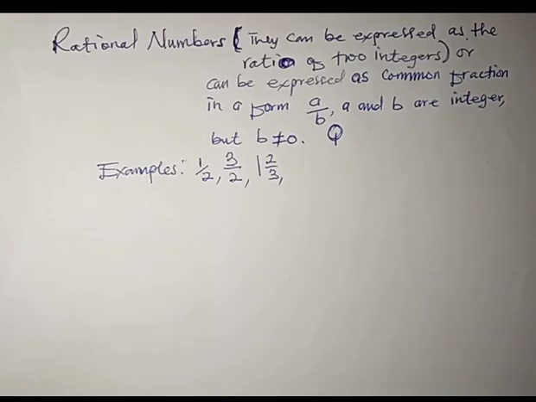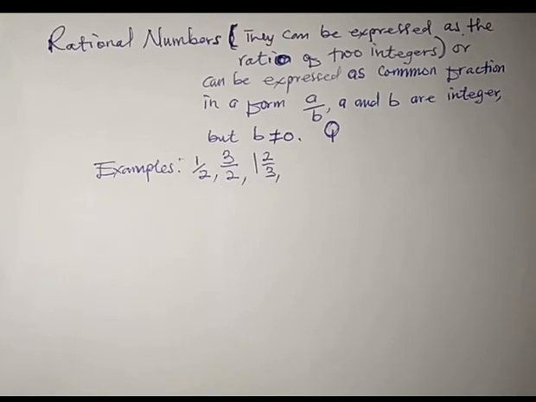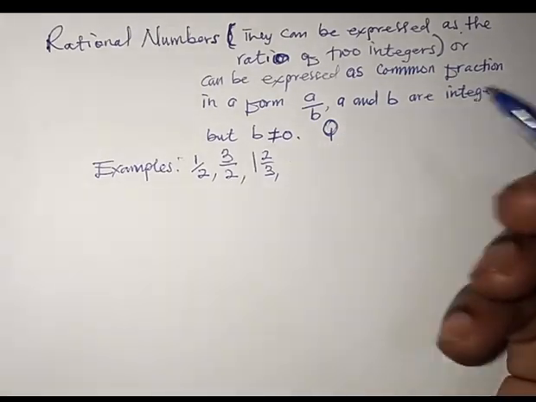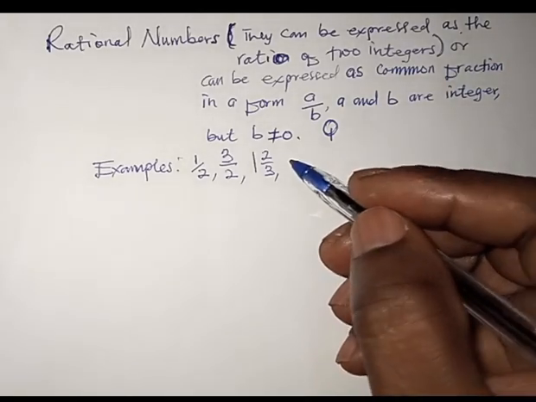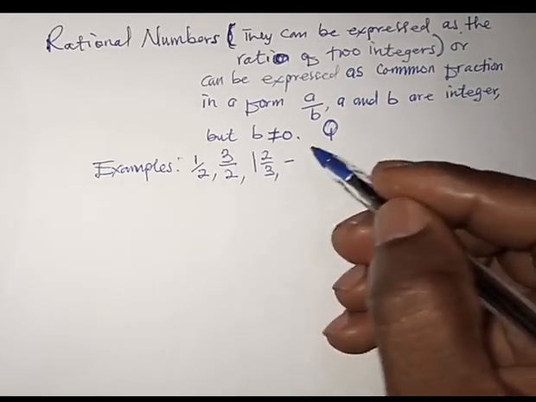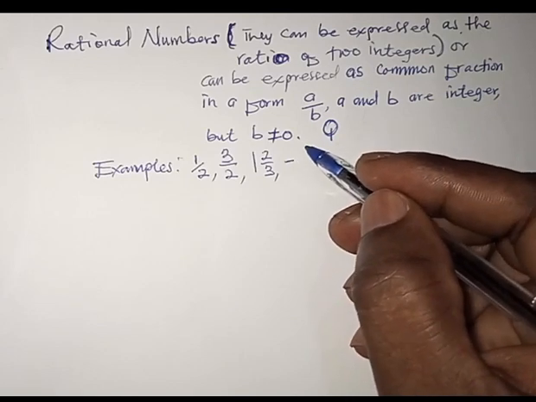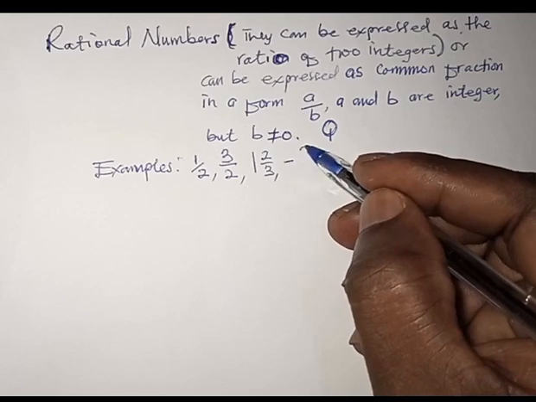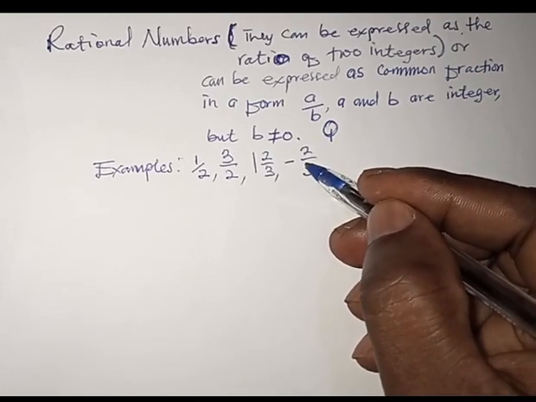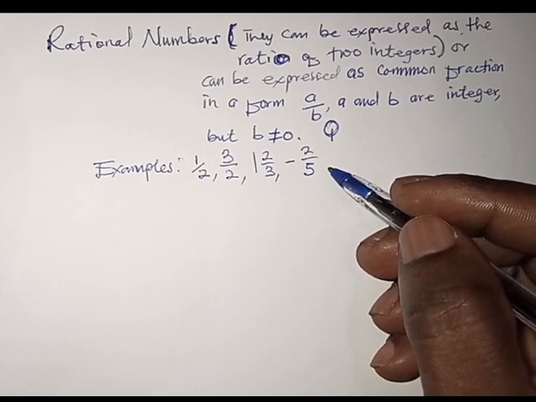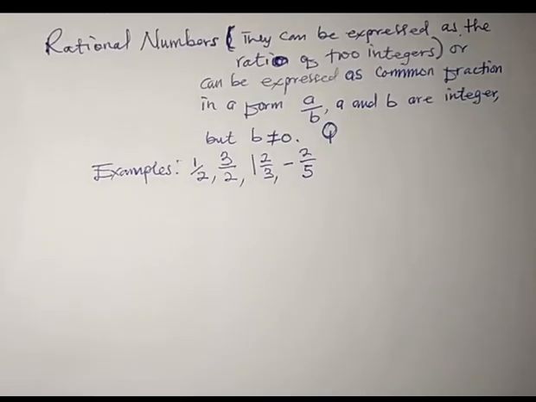Now, when we talk of rational numbers, we can talk of both negative and positive fractions. They are all examples of rational numbers. So rational numbers do not deal with only positive numbers, but negative numbers as well. So I can write here negative 2 on 5. This is also a rational number.